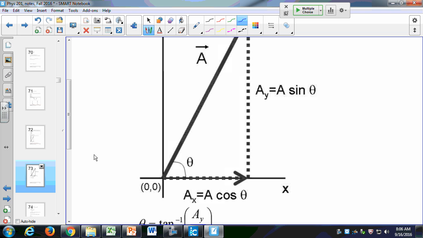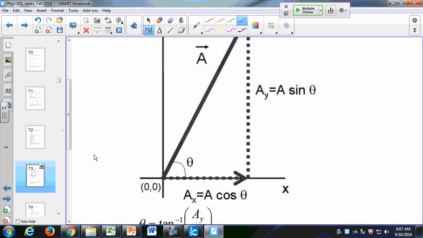But it's one of those things you might want to put on a little postcard and tape it to your kitchen cabinet or your bathroom mirror, wherever you see it, so that you can remember these things. This always assumes, by the way, and we'll see that this will cause a little hiccup later, that my angle is measured from the x-axis.